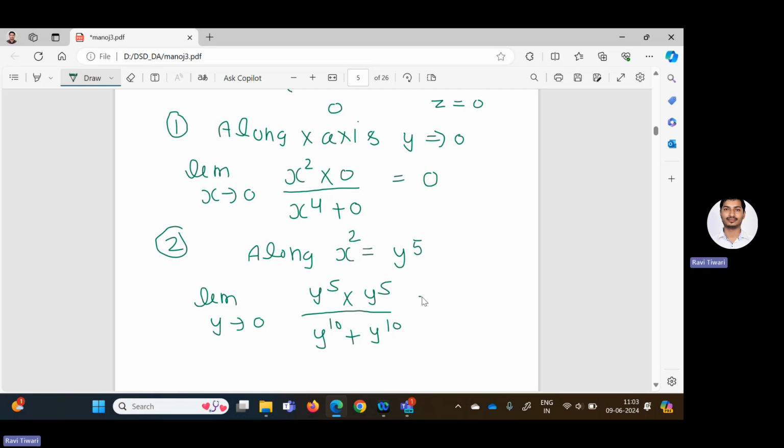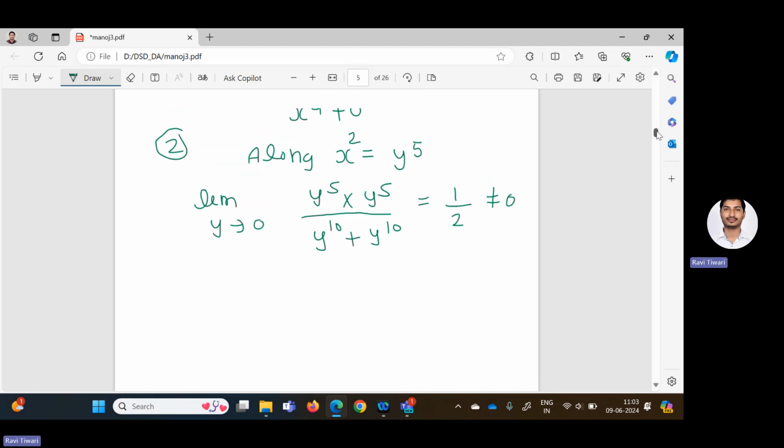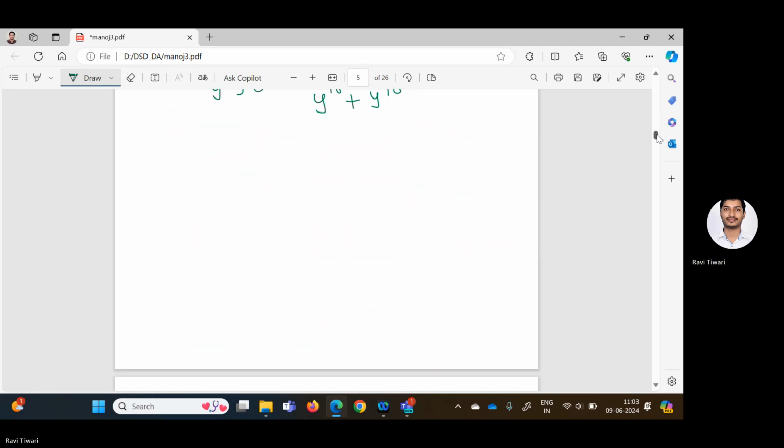So you are looking how easily we made the power of numerator and denominator equal by considering this path. So y power 10, y power 10. Again, you will get this limit is what? 1 by 2, which is not equal to 0. So immediately we can claim that this function is also discontinuous. What about its partial derivative? Yeah, easily we can calculate its partial derivative also.